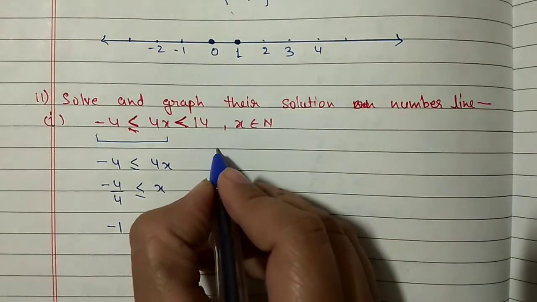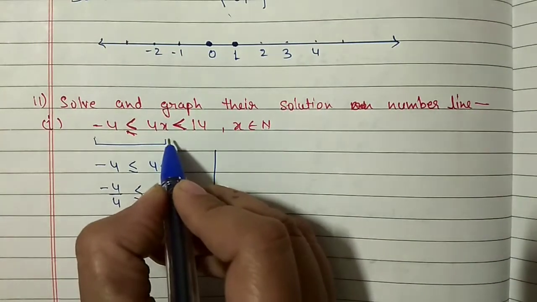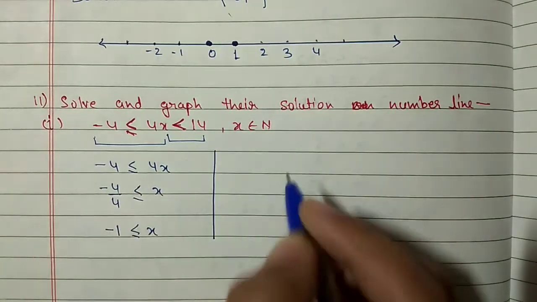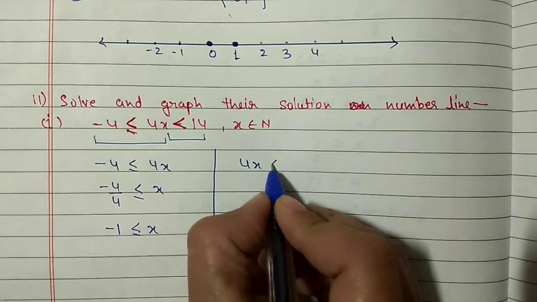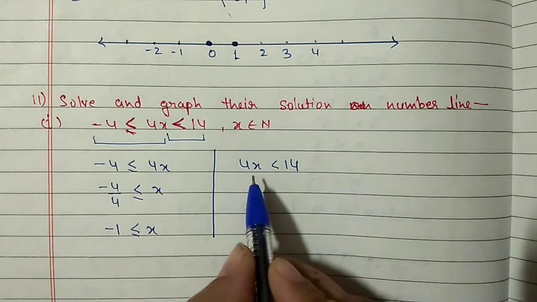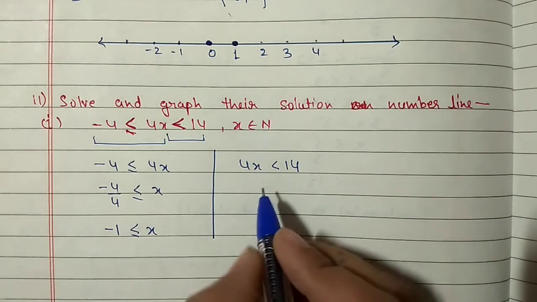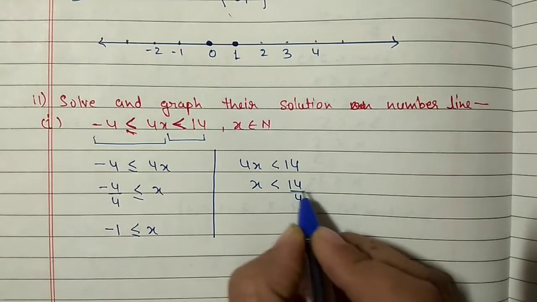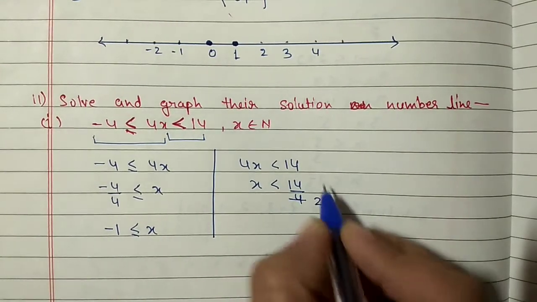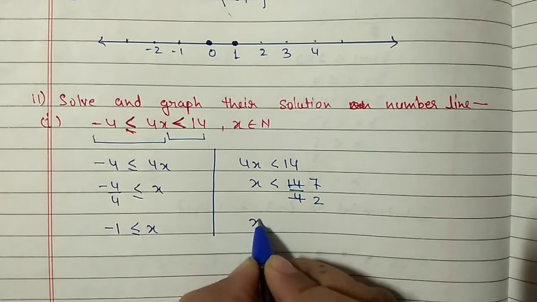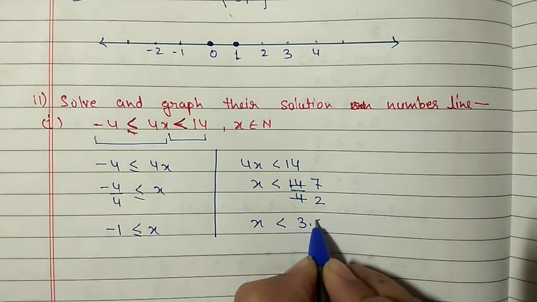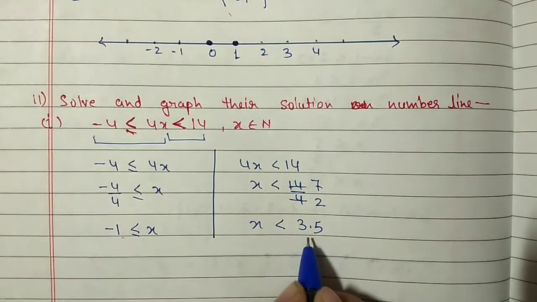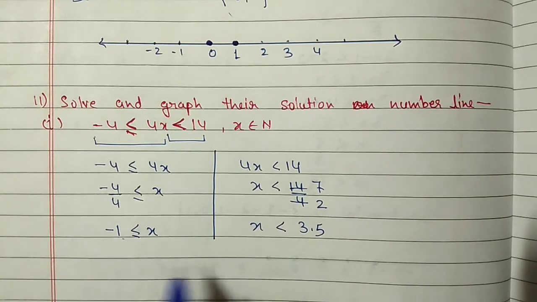Now the remaining two, we will take the last two. So we have 4x less than 14. Now here we will keep x on the left side. So we have x less than 14 by 4. 14 by 4 we can cancel out, 2 twos and 2 sevens. x less than 3.5. Now both the inequations we can write together.